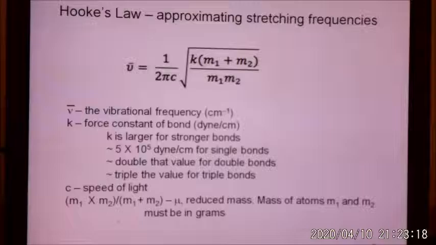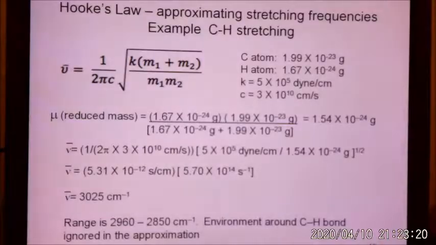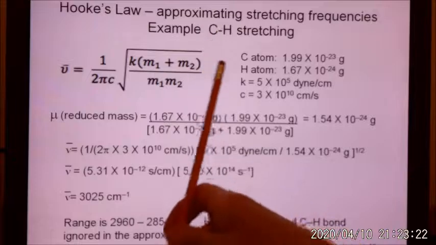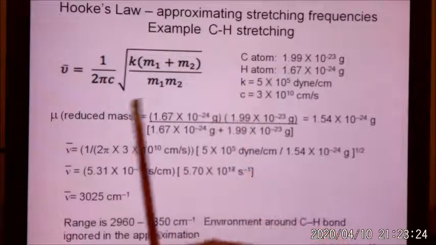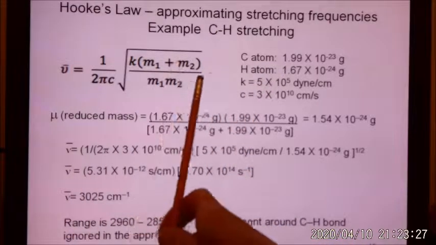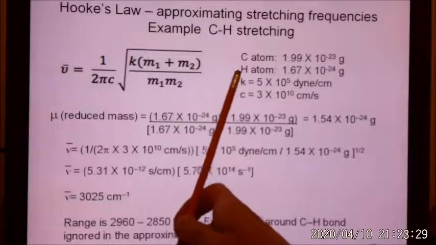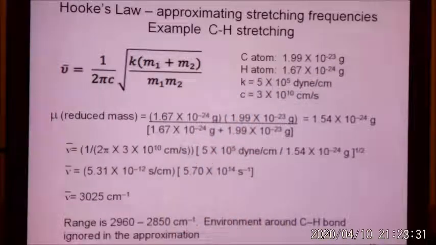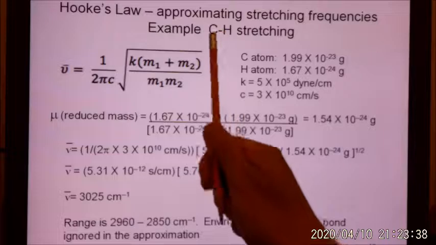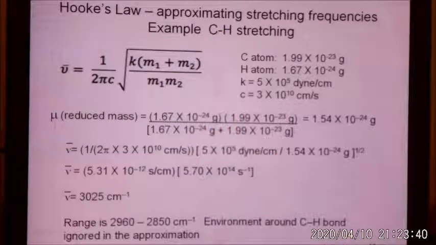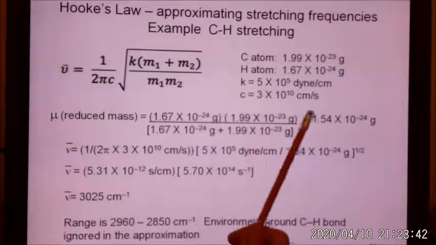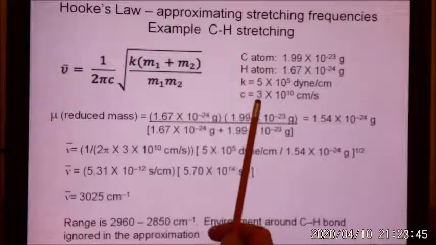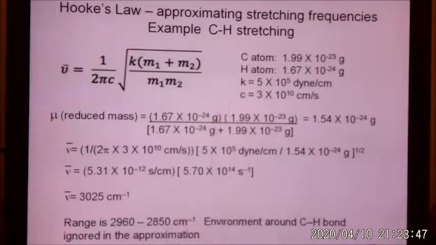Let's give an example: a CH stretch. A carbon atom is about 1.99 times 10 to the minus 23rd grams. A hydrogen atom is about 1.67 times 10 to the minus 24th grams. K, for a single bond, we said was about 5 times 10 to the 5th. And c, the speed of light, because it's centimeters per second, is 3 times 10 to the 10th centimeters per second.